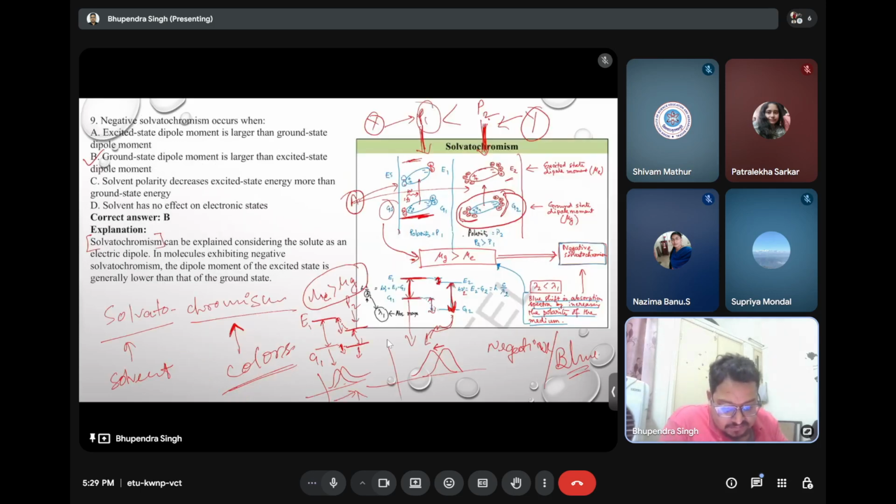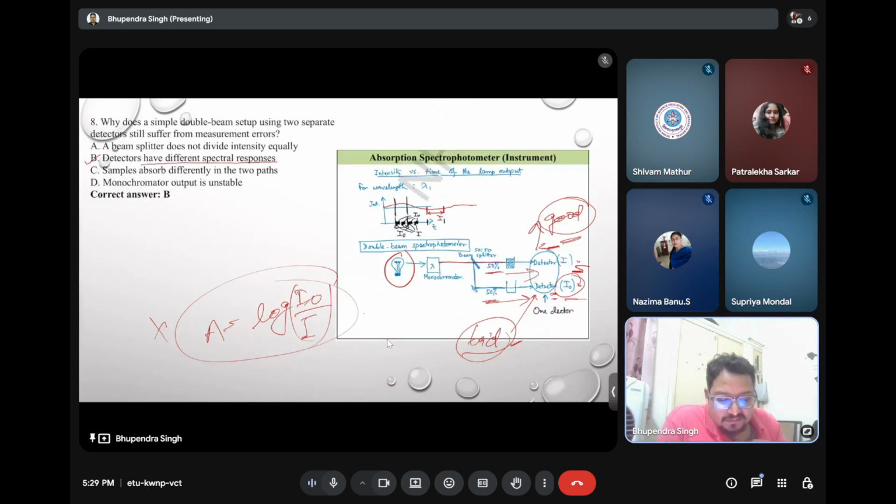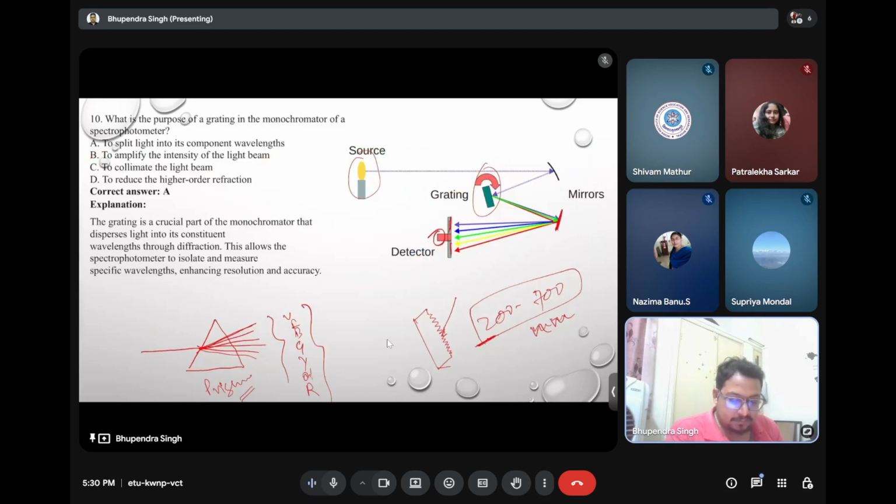That is why we are drawing this tungsten bulb. It gives all kinds of light, made up of all the different lights, with all the components from 200 nanometer to 700 nanometer. So this is the purpose of the grating in the monochromator: it splits the light into its component wavelengths. So the answer is: to split light into its component wavelengths.